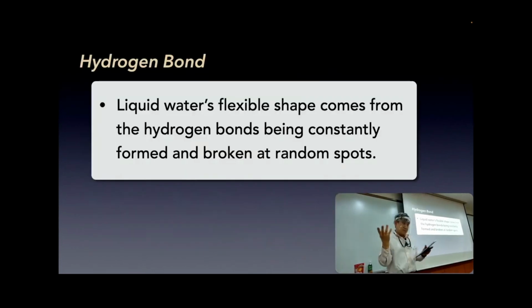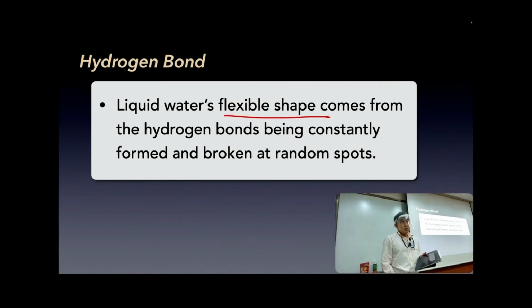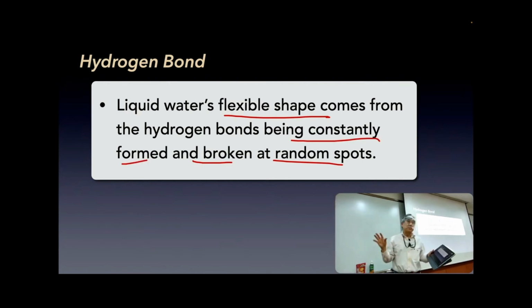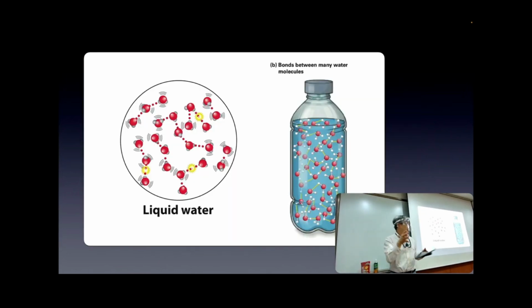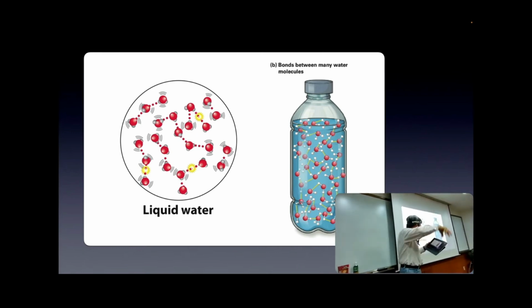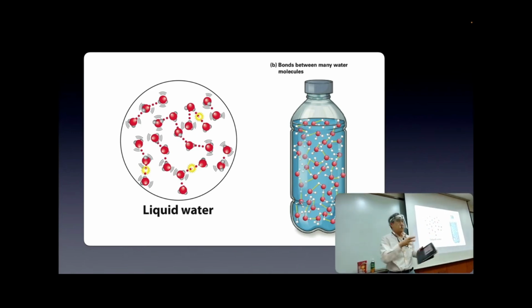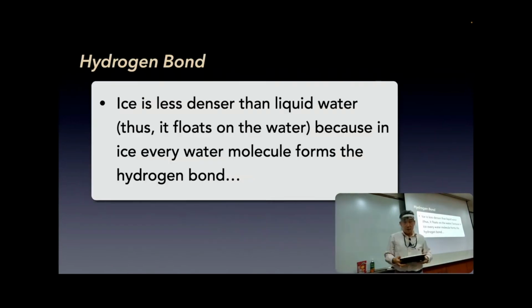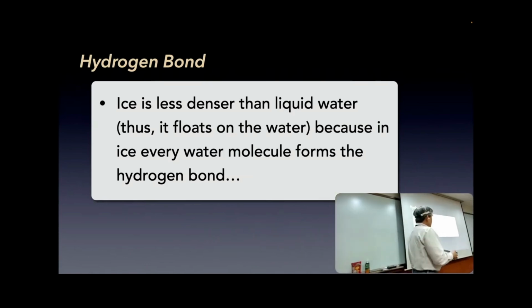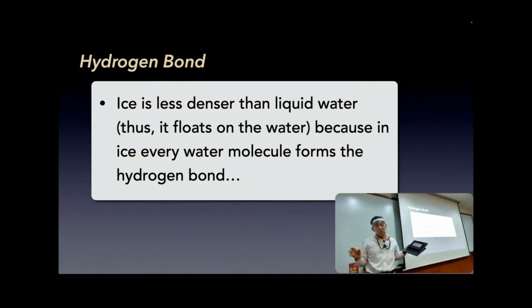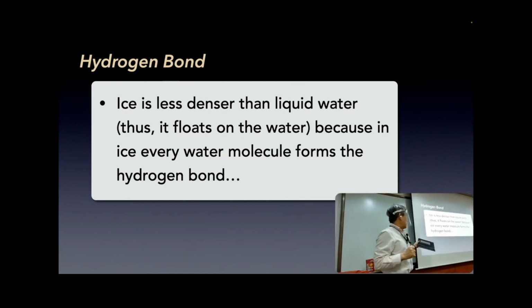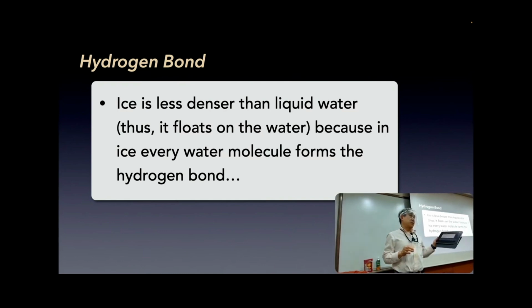So this flexible shape is because of this constant breaking at random spots and constant forming at other spots among the water molecules. So water can be contained in a bottle, and liquid water can be made into any shape. And also ice. Ice is a solid state of water, also maintained through hydrogen bonds between water molecules.